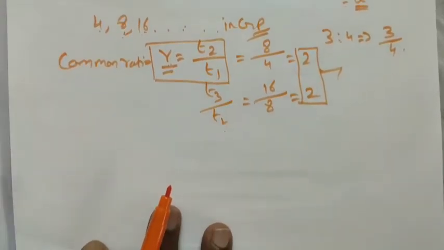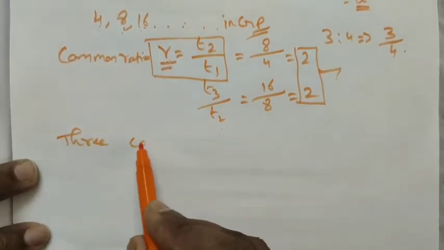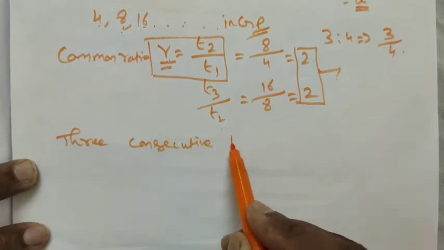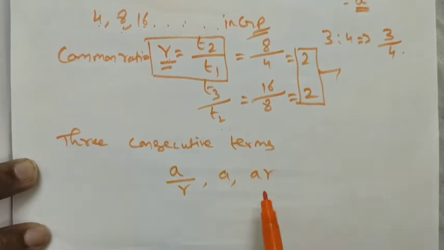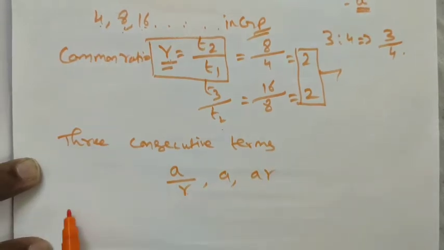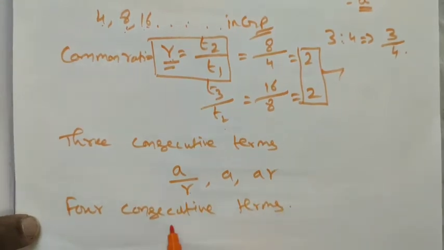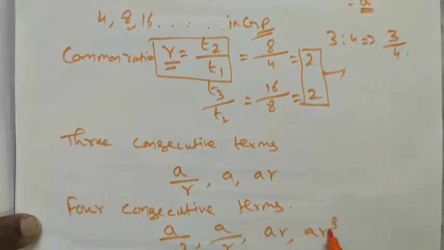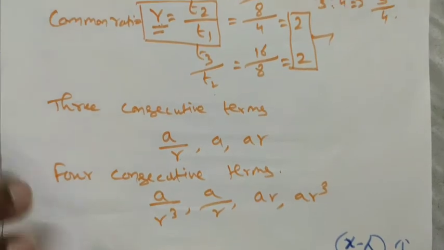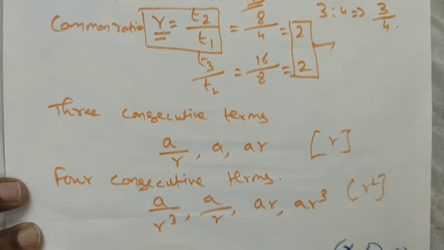Next we have the 3 consecutive terms and 4 consecutive terms. In 3 consecutive terms, we write like this: A by R, A, AR. The difference is only R, right? For 4 consecutive terms, it is A by R cube, A by R, AR, AR cube. See, the common ratio difference here is R, and here R square is the difference.